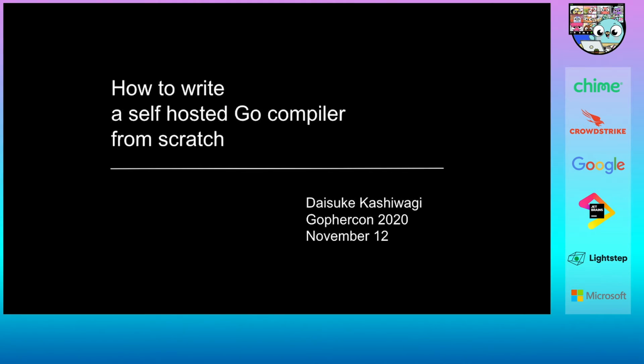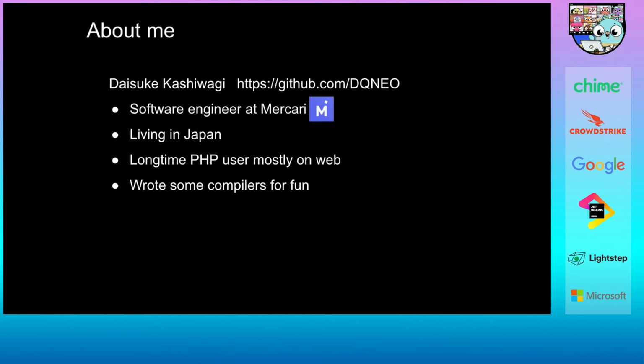Today, I want to talk about how to write a self-hosted Go compiler from scratch. My name is Daisuke. I'm a software engineer at Mercari. Mercari is a C2C marketplace where anyone can buy and sell. I live in Japan, and today I'm speaking from Tokyo.